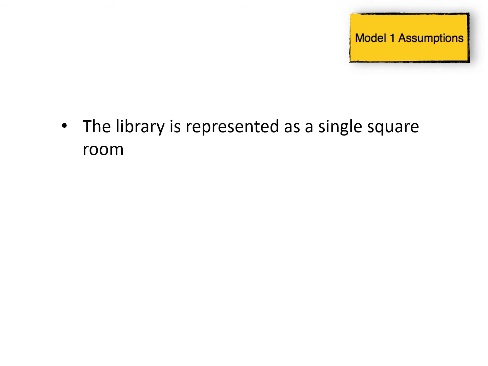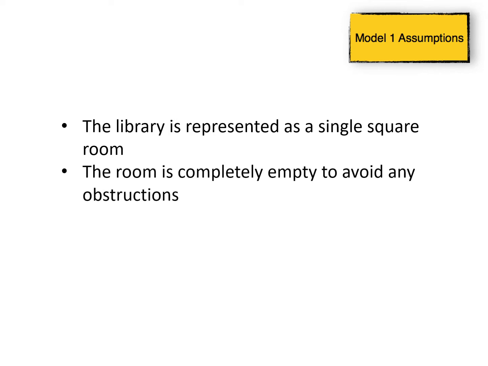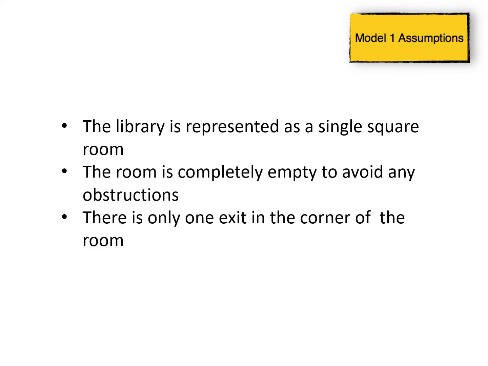We begin with a simple model and model the room using the following assumptions. The library is represented as a single square room. The room is completely empty to avoid any obstructions. There is only one exit in the corner of the room. Velocity is 1.4 meters per second.